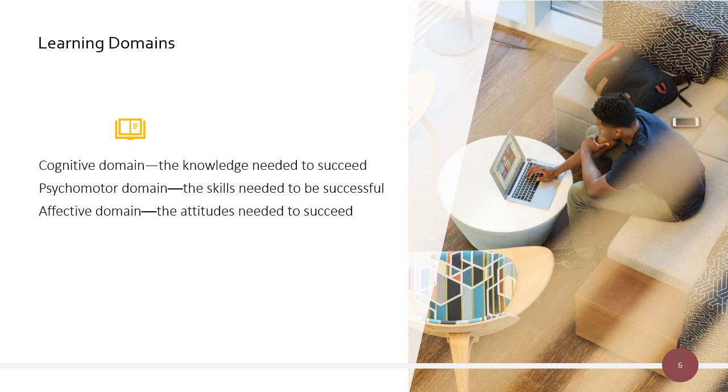Let's talk about the affective domain. Patients' attitudes and motivations influence his or her abilities to learn. It's important to remember that with patient education, timing is everything. Patients who have recently been given a poor prognosis, who are in pain, or not sitting up may not be able to learn.